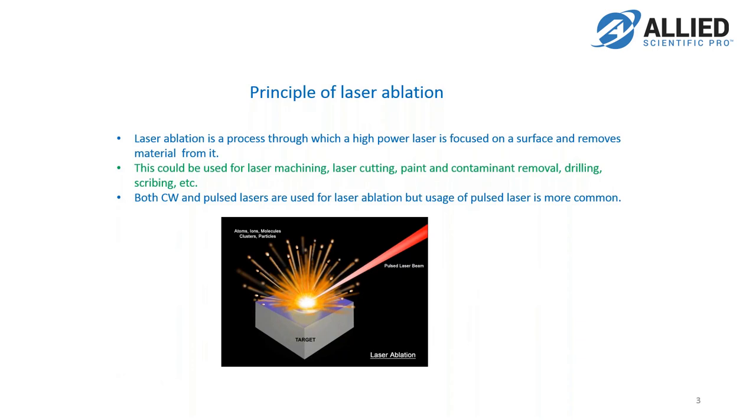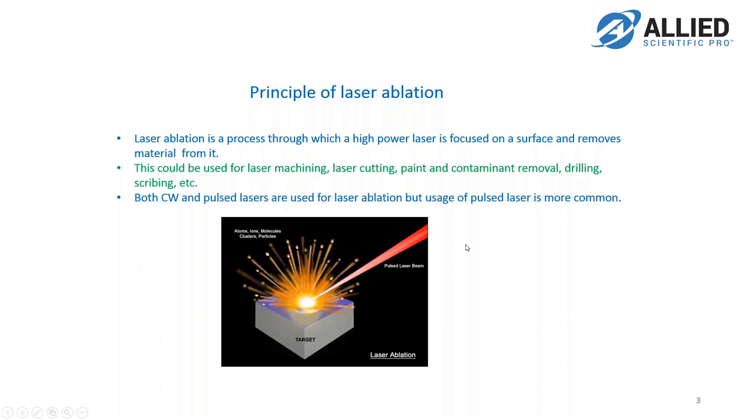So what is the principle of laser ablation, which is the more general term? It is a process through which a high power laser is focused on a surface and removes material from it. This could be used in several different applications: laser cutting, machining, paint and contaminant removal, rust removal, drilling, scribing. In laser ablation, you could use both CW lasers and pulse lasers, but for the purposes of this webinar, we focus on pulse lasers more because there are more parameters to adjust, such as the repetition rate, the pulse width, and so on. The CW lasers are pretty much fixed by their wavelength and their average power. So we would focus more on the pulse lasers.